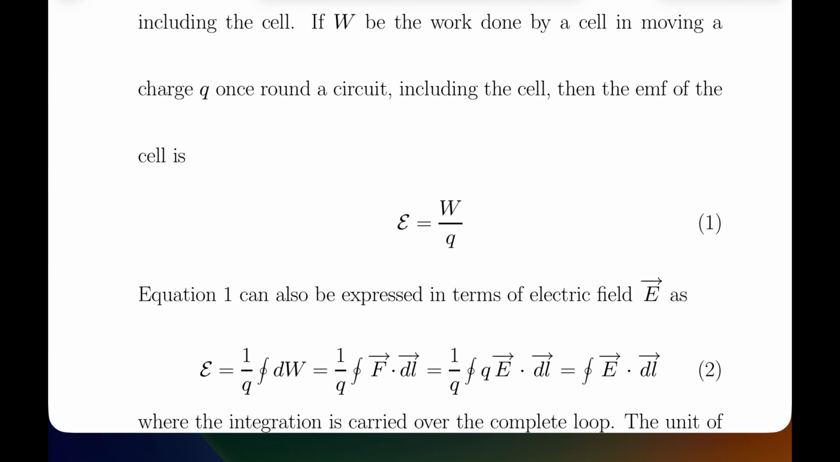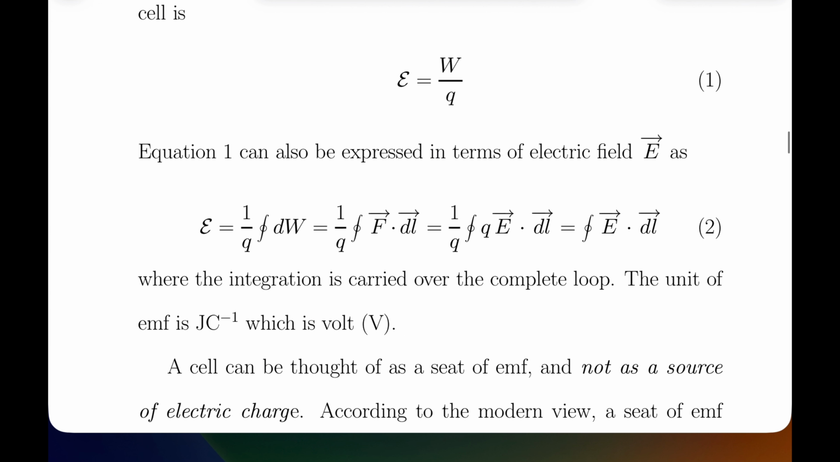This equation 1 can also be written as E equal to 1 upon Q integral of dW over the entire cycle. So dW is the small work done, which is force into displacement. If E is the electric field and Q is the charge, then force is Q into E. So this is Q E dot dl. The Q cancels with this Q, and this is integral of E dot dl, where the integration is carried over the complete loop.